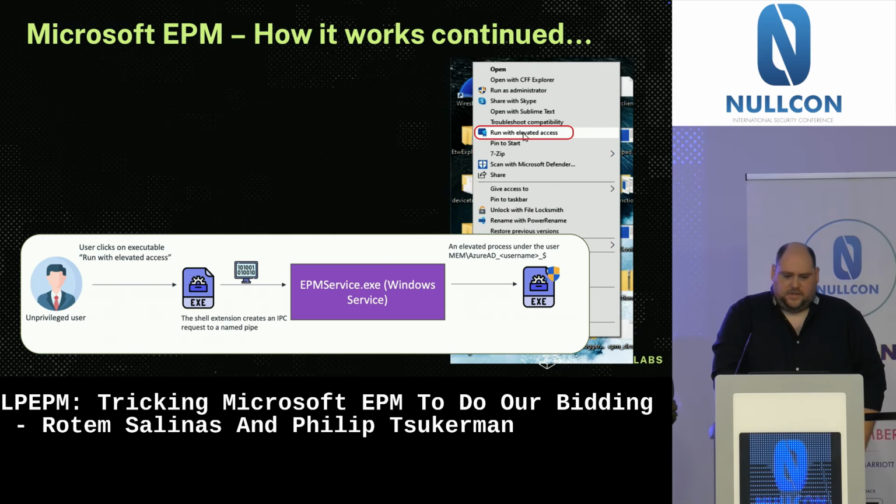And then, after that, the unprivileged user can click on an executable, click on "Run with elevated access", and a shell extension will create an IPC request to a named pipe that a service named EPM service opens, and the elevated process will run under a virtual account, which will have the naming convention MEM/domain name_username_$. A virtual account is basically a temporary administrator that is created just in time.